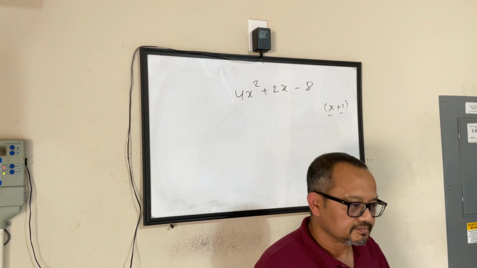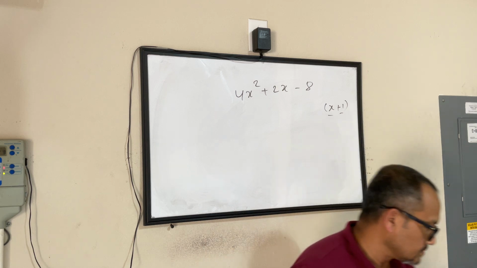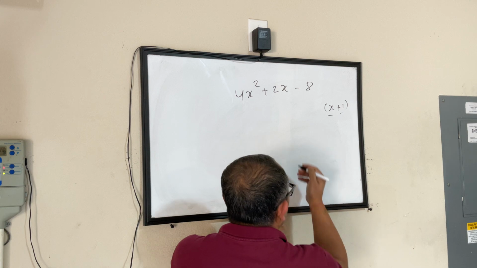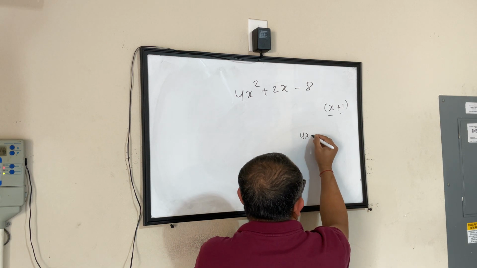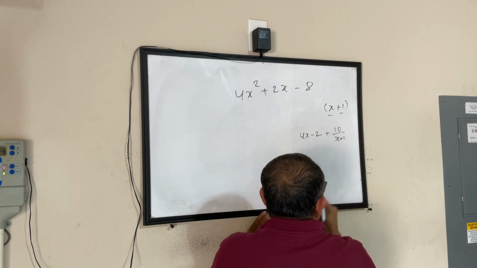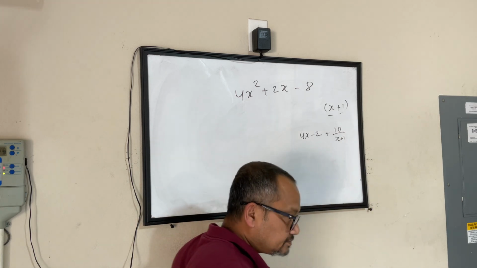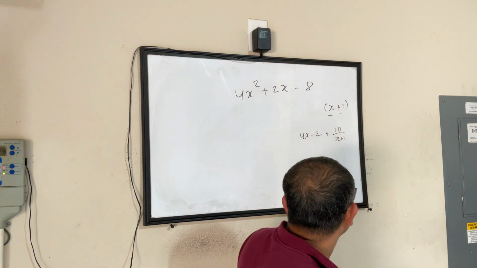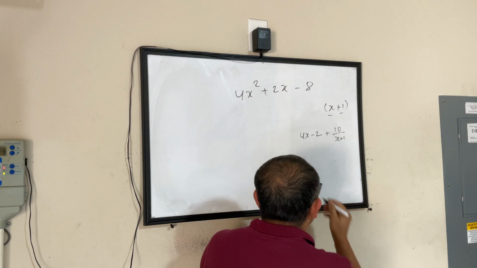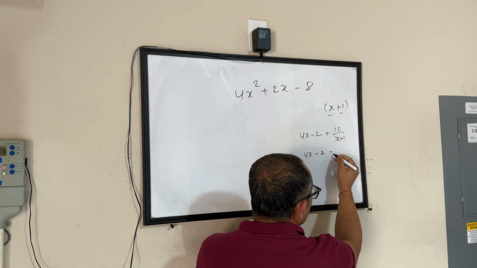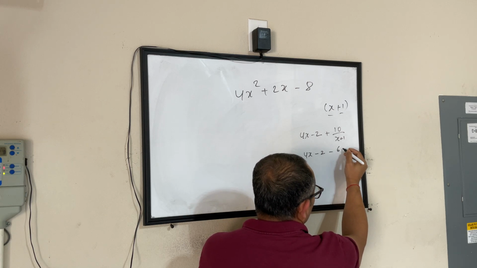Yes, Prisha. Sir, I got 4x minus 2 plus 10 over x plus 1. Say it one more time. 4x minus 2 plus 10 over x plus 1. Okay. Yes, Chris. Sir, I got 4x minus 2 minus 6 over x plus 1. Okay.